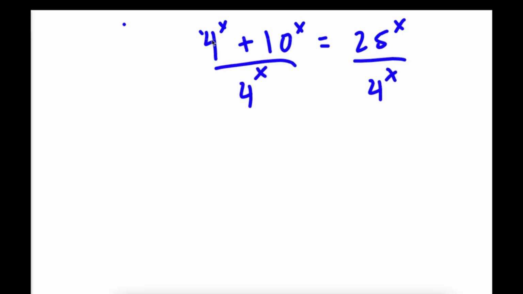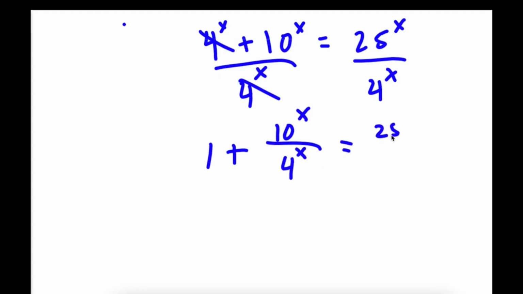So first off, these two cancel out. So I have 1 plus 10 to the power of x over 4 to the power of x is equal to 25 to the power of x over 4 to the power of x.